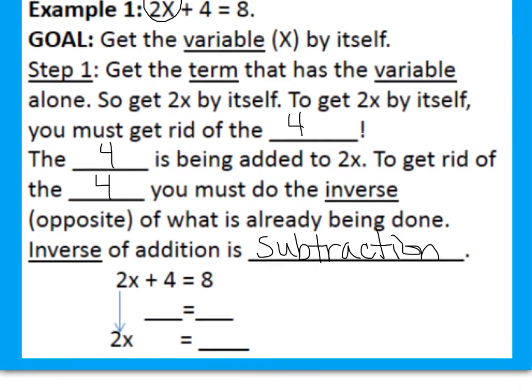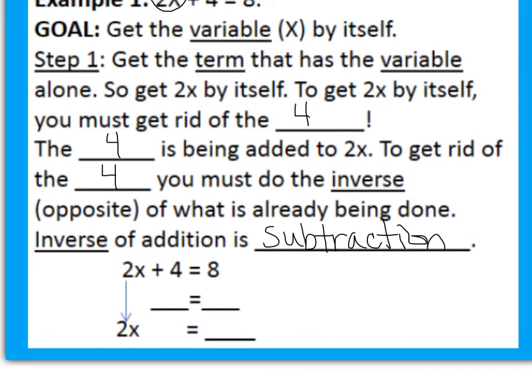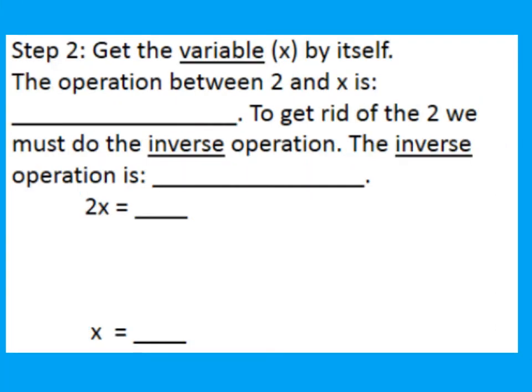So now we have 2x plus 4 equals 8. We said that first thing we have to do is subtract 4 from both sides. When we subtract 4 from both sides, positive 4 and negative 4 gives us 0. So we're left with 2x equals, now 8 plus negative 4 is going to give us 4. So now we have 2x equals 4.